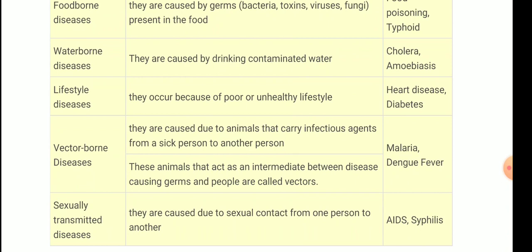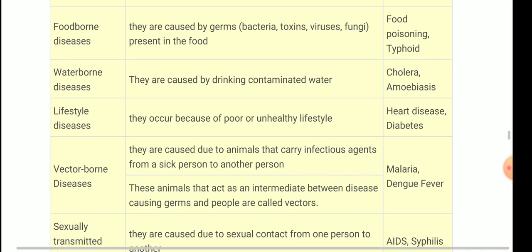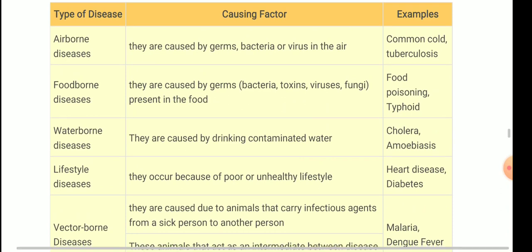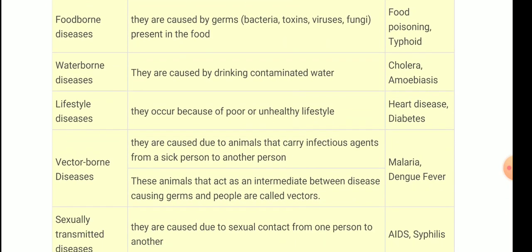Because of the exchange of the fluid. So examples are AIDS and syphilis. Hepatitis is also one example of a sexually transmitted disease. So these are the different types of diseases: airborne, foodborne, waterborne, lifestyle, vector borne, and sexually transmitted diseases.